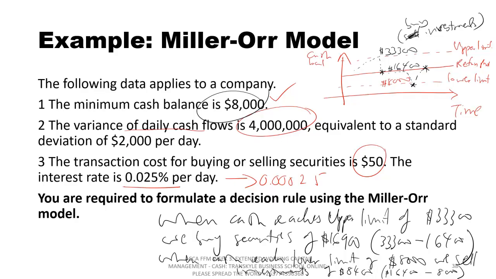Now, sometimes in the examination, you may be given the yearly variance instead of the daily variance. So in that case, you need to divide that variance by 365 days in a year to get the daily variance. I think, guys, I've done justice to these two models, and you are now happy to attempt this topic with confidence.